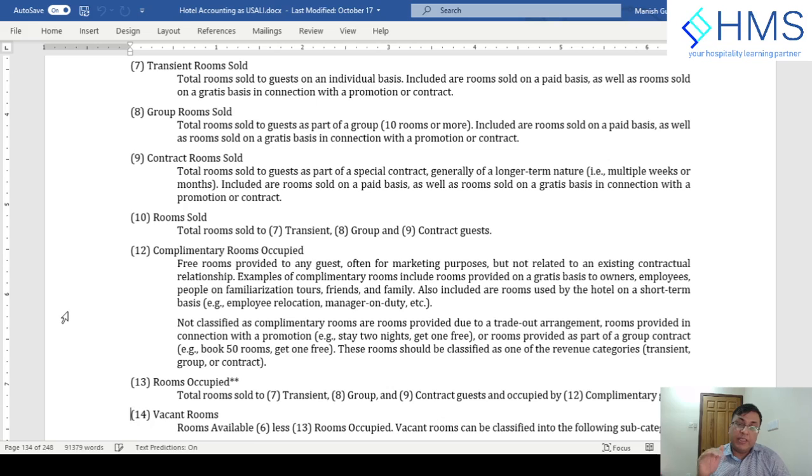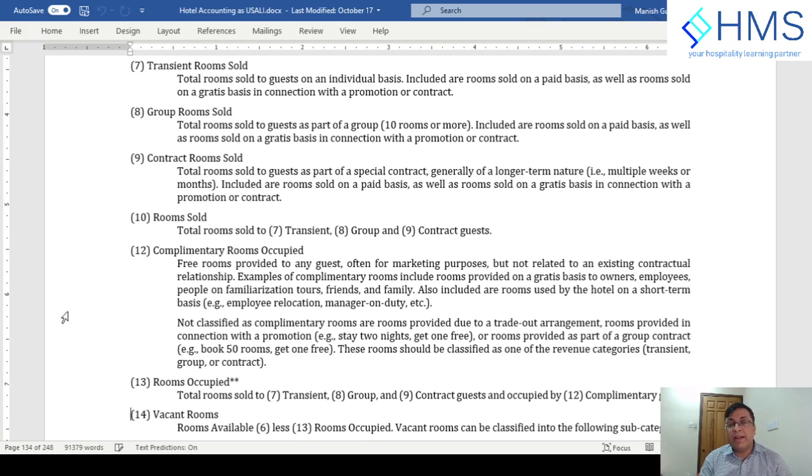Certain hotels split the complimentary rooms into multiple sub-segments, maybe for the trade industry, maybe for journalists, maybe for the owners, maybe for the purpose of promotions. Those specifications are usually done to understand the main reasons why the hotel is giving the business on a complimentary basis, because giving a complimentary room reduces the hotel's ability to maximize the revenue.